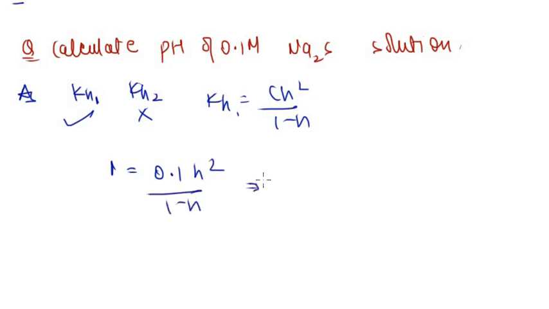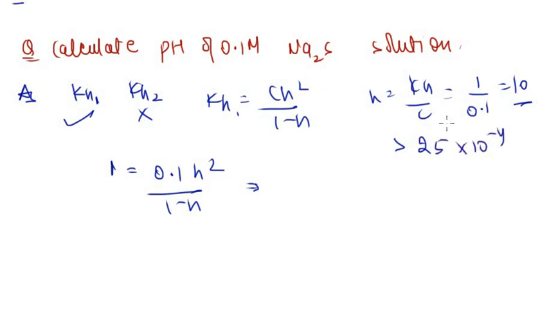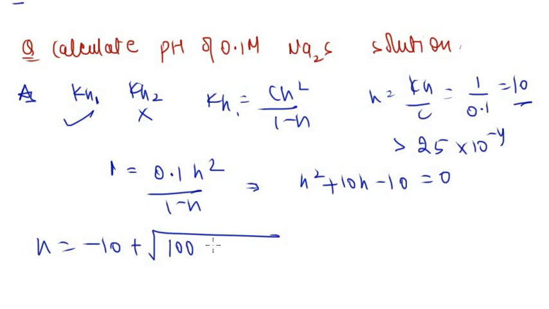We are not neglecting h in the denominator because we can see that KH is very high, so it will be highly hydrolyzed. We can write h squared equals KH upon C, where KH is 1 and C is 0.1, so it is 10. So h is much greater than 5 into 10 to the power minus 2, so we won't be neglecting it. We will be solving the quadratic equation. The quadratic equation comes out to be h square plus 10h minus 10 equals 0. So h comes out to be minus b plus under root of b square, 100, minus 4ac, means plus 40, divided by 2. So it comes out to be 1.8 by 2.